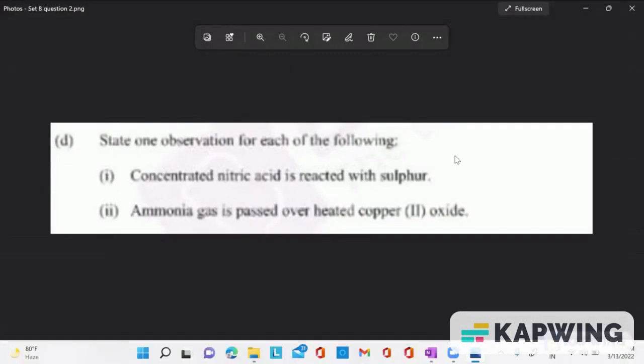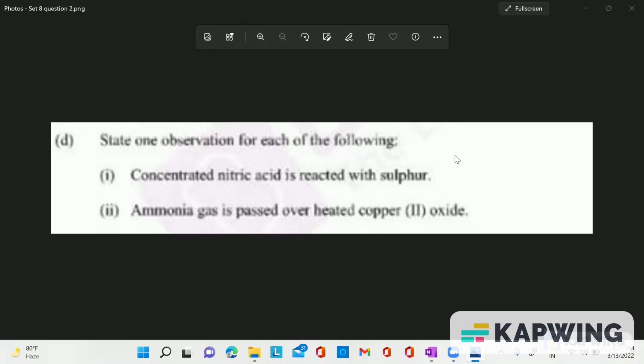I will discuss one question from ICSE Class 10 Chemistry Question Paper, Paper 2. So my question is, we have to state one observation for each of the following questions. So what is my first question? It is saying about concentrated nitric acid is reacted with sulfur. So when this will happen, we will see that reddish brown or brown color gas of nitrogen dioxide has formed. Okay, because in this reaction, my nitrogen dioxide gas will be formed, which is brown in color. So this will be my observation.